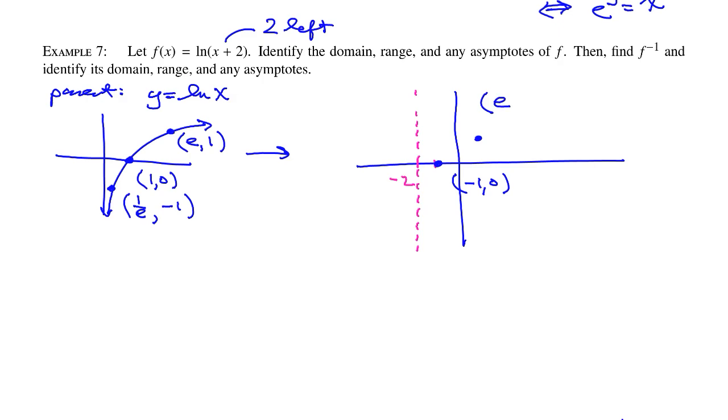The x-coordinate of this point here was e, so if we're going to move that over 2, it's going to be e minus 2. There's no real way to simplify that unless you're going to use decimals, and we want to be exact on this one, so we'll just say e minus 2. Same thing for this point here. The x-coordinate was 1 over e, so this point is going to be 1 over e minus 2, comma negative 1.